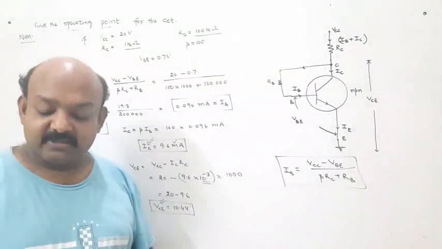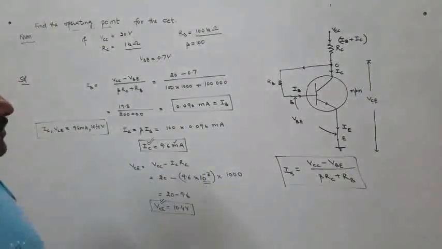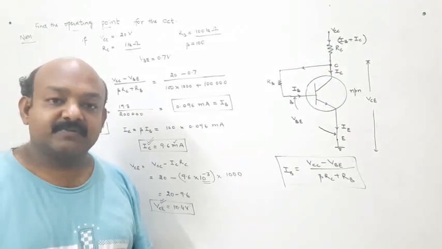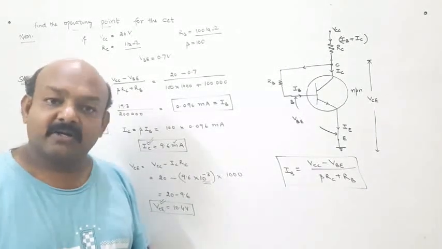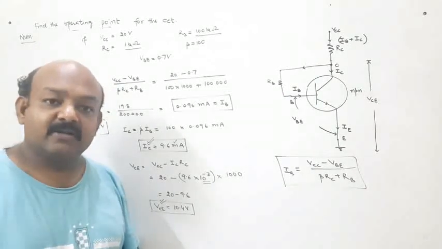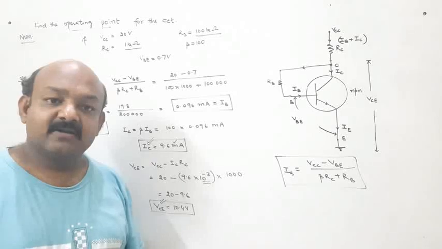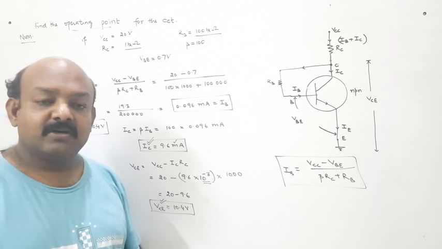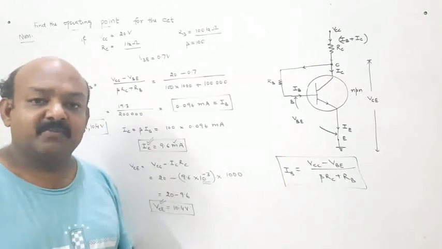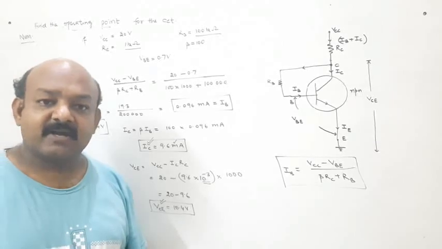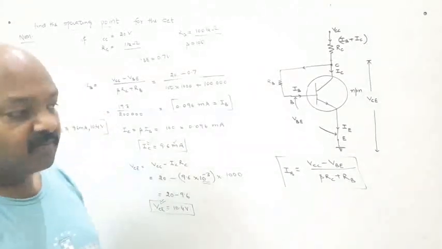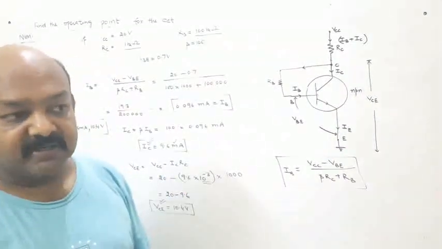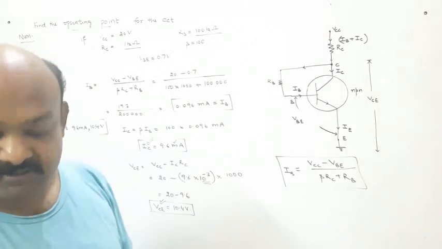So this completes the topic for the collector to base biasing circuit. It is a very good circuit, but the gain of the circuit, when it is used in an amplifier, will reduce the overall gain due to negative feedback. So this drawback of the circuit can be improved in the next kind of biasing circuit, that is called the voltage divider bias circuit. So that will be discussed in our next lecture. Thanks a lot.